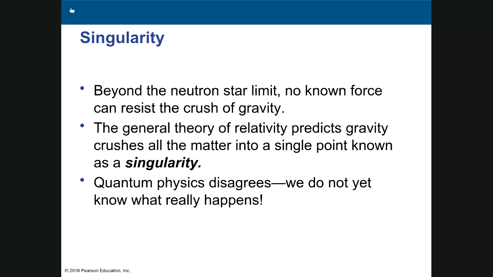most people accept this sort of singularity definition. Beyond the neutron star limit, no known force can resist the crush of gravity. So that means quantum mechanics, in essence, turns off. The general theory of relativity itself predicts gravity crushes all the matter into a point known as a singularity.